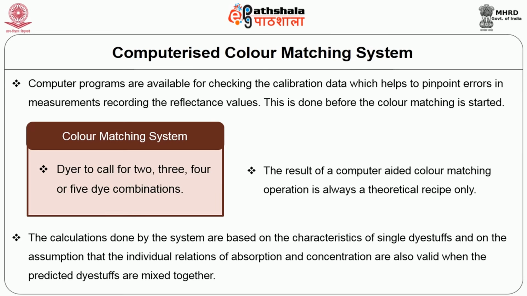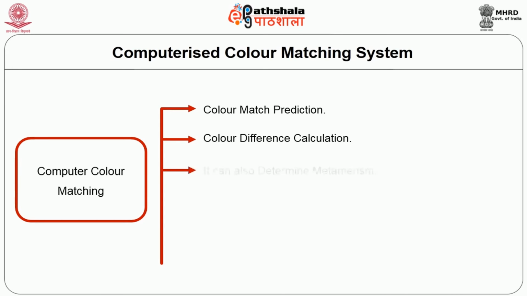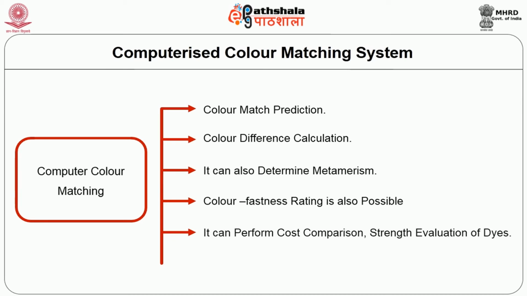The calculations are based on the characteristics of a dyestuff and the assumption that the individual relationship of the absorption of the dyes and the concentration are valid when the dyestuffs are mixed together. Computer color matching systems can do the prediction of color matching, color difference calculations, and it can also determine metamerism. Color fastness rating is also possible with color matching systems. It can also work out the cost comparison, strength evaluation of dyes, and the whiteness index.